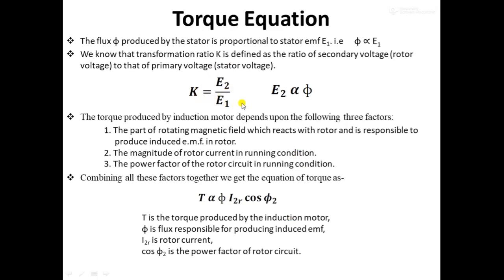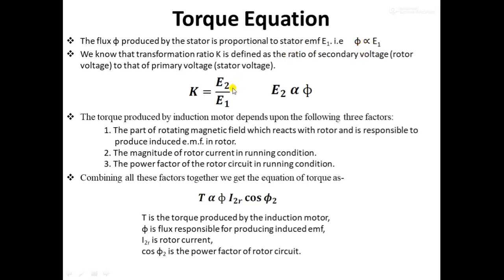The only difference is in the case of a transformer, this E2 and E1 were induced EMF in secondary and primary, whereas in the case of an induction motor, this E2 and E1 are rotor induced EMF and stator induced EMF. From the standard relation of induced EMF, we very well know that the induced EMF is directly proportional to the magnetic flux, that is E is equal to 4.44 f Φ T. So from that relation it's very clear that E1, the stator EMF, is directly proportional to the magnetic flux.